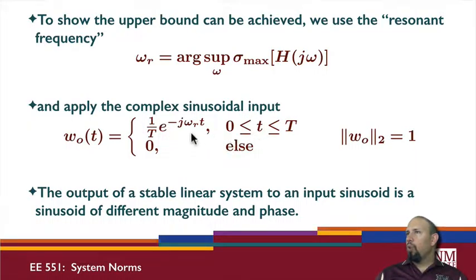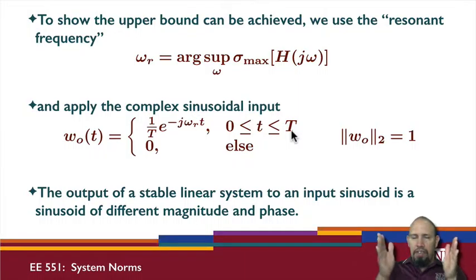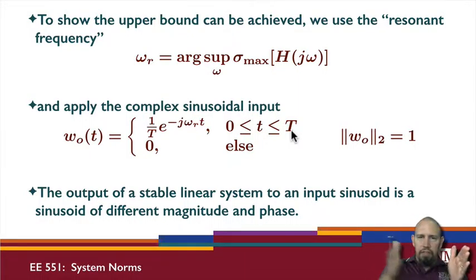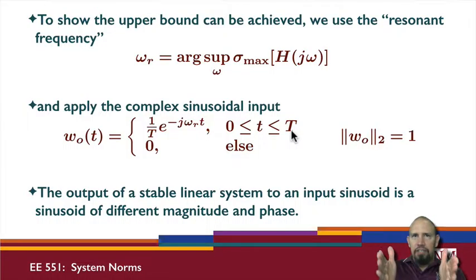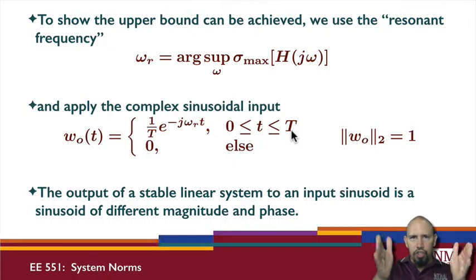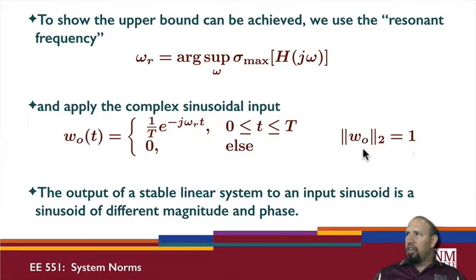So this is a complex sinusoidal input. And we're only going to apply this between 0 and time capital T. Okay, so it's a finite interval. So if you have a sinusoid and it oscillates in a finite time period, that signal is finite energy. If you let that thing go all the way to infinity, then it's infinite energy. But if you just chop it off at some time capital T, it's finite energy. And in fact, the fact that we've divided this by T gives us energy that's equal to 1. So this signal is chosen to give us energy equal to 1.